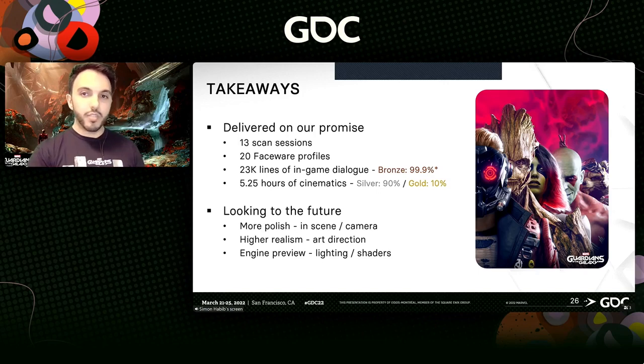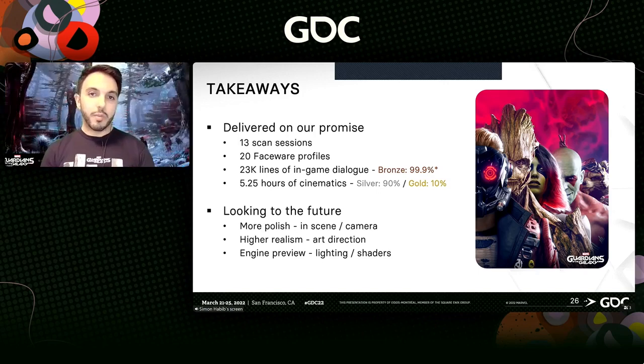And then for cinematics, we had a bit over 5 hours of cinematic content, which includes the multiple branching paths in our story. The ratio between gold and silver was about 90% silver, 10% gold.